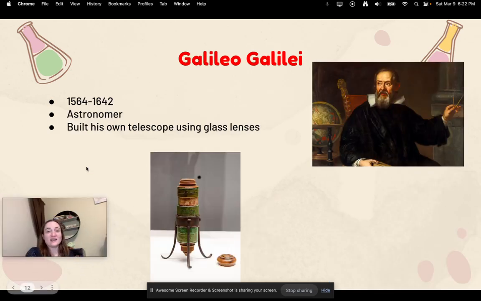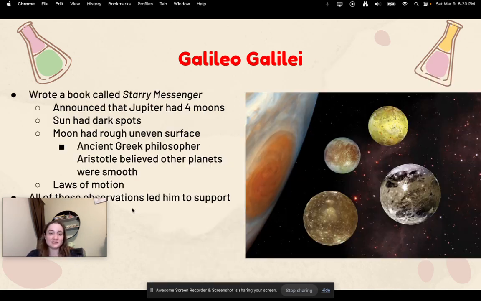All right, Galileo Galilei. So he was alive from 1564 to 1642. He's very famous because he was an astronomer, and he actually built his own telescopes using his own glass lenses. And you can see here is one of his telescopes that is in a museum, and I forgot where. But yeah, that's actually his telescope.